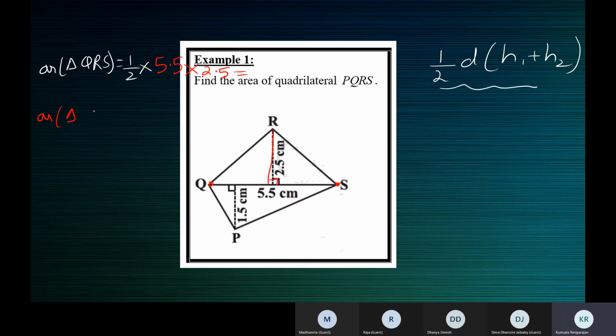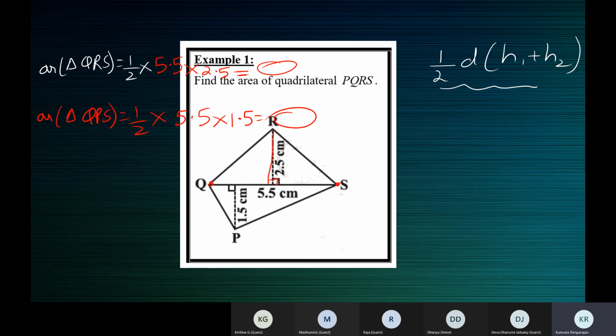Then area of the other triangle, what's its name? QPS is equal to half base into height. Half into base. What's the length of the base? 5.5. Into height? 1.5. So you can work out the areas of these two triangles. Add both the areas to get the area of the quadrilateral PQRS. The quadrilateral PQRS is made up of two triangles, QRS and QPS. Find their areas using half base into height and add them. This is one approach.